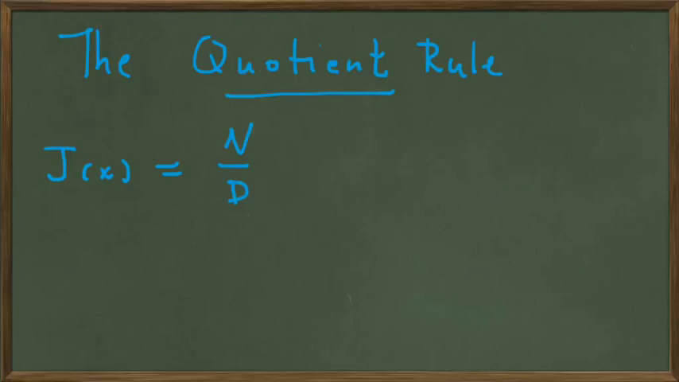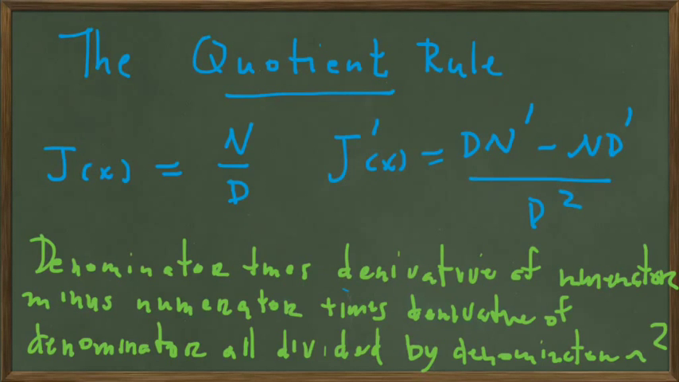Let's also develop a rule for the derivative of quotients of functions. If our function j of x is numerator divided by denominator, our j prime of x is the denominator times the derivative of the numerator minus the numerator times the derivative of the denominator, all divided by the denominator squared. So in words, denominator times the derivative of the numerator minus the numerator times the derivative of the denominator, all divided by the denominator squared. And that's an easy way to remember it using that phrasing.